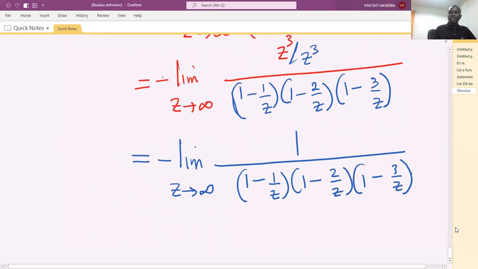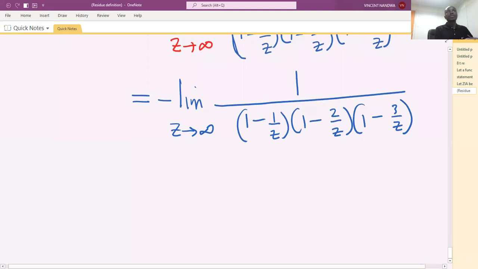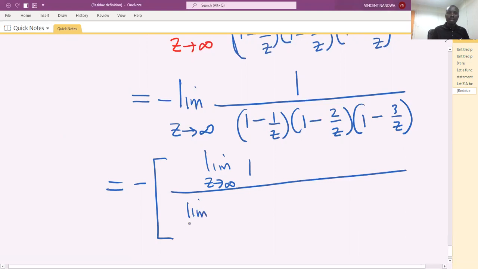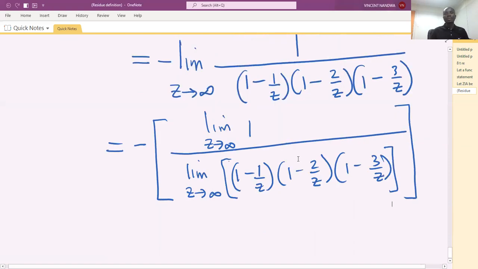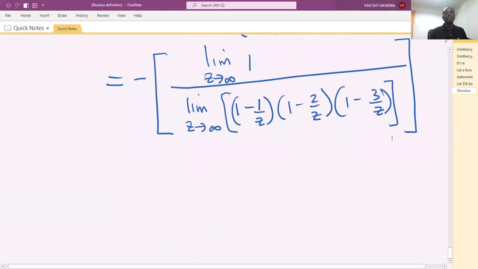Now, from properties of limits in calculus, we know that limit of product of functions is the same as the product of limits of those functions. And limit of quotient is the same as limit of the numerator over limit of the denominator. So I can have this one as negative into limit as z approaches infinity of 1 over limit as z approaches infinity of all this denominator. So this is just applying the properties of limits. So properties of a quotient is the same as limit of the numerator over limit of the denominator.